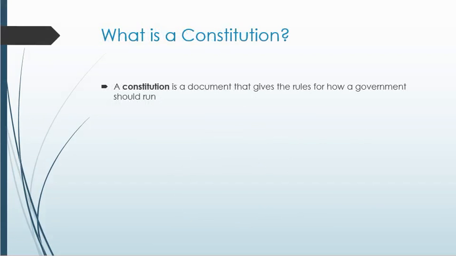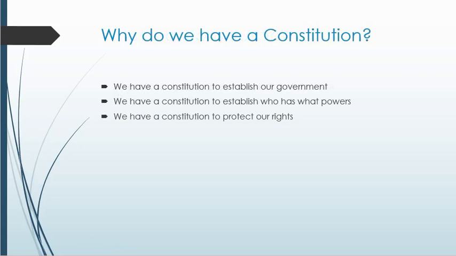Before we go on too much further, what exactly is a constitution? The Constitution is a document that gives the rules for how a government should run. So why do we have a constitution now that we know what it is? We have a constitution to establish our government. We also have a constitution to explain who has what powers. Do they belong to the states or the federal government? And we also have a constitution to protect our natural rights.